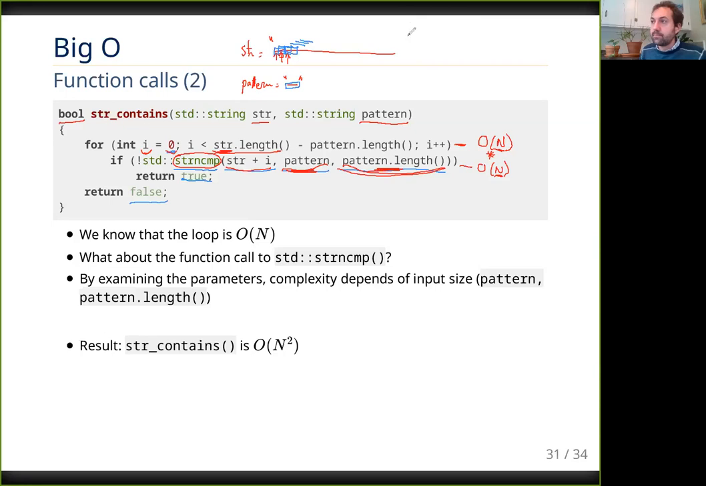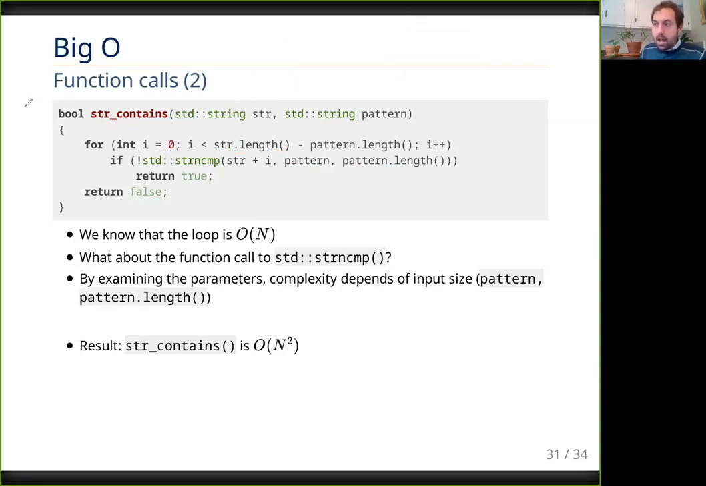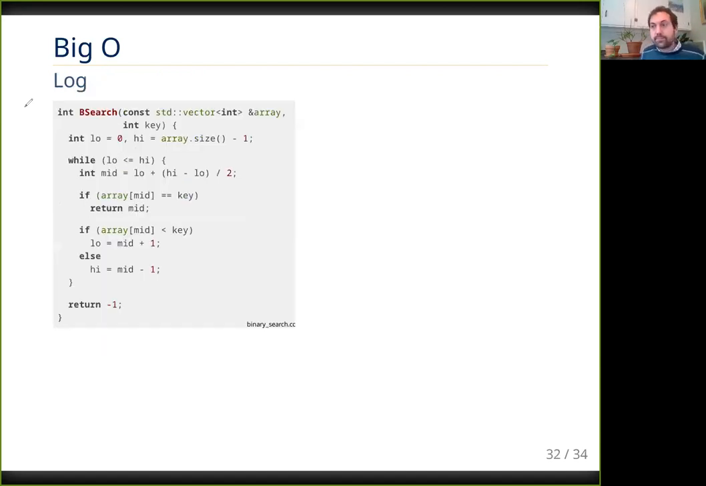Okay. Another interesting case is the binary search. So let me show you the algorithm. So here, the binary search, imagine we have an array, which is a vector containing integers, and we're trying to find a certain value inside of this array. So the idea is that we have an array here that contains a bunch of integers.